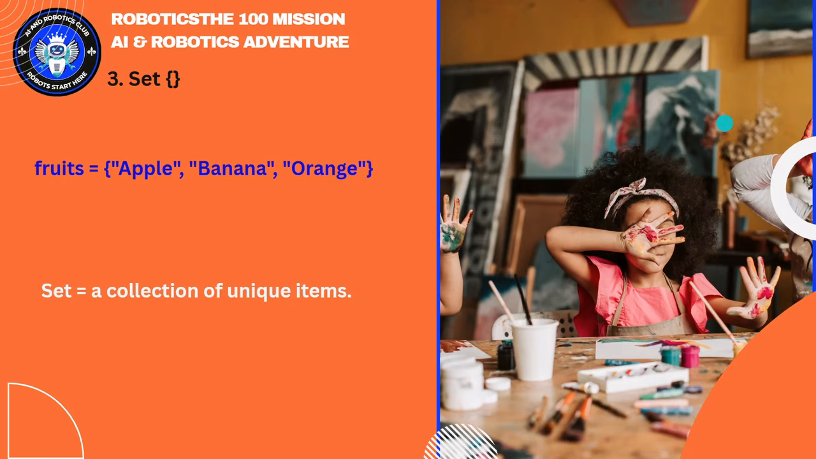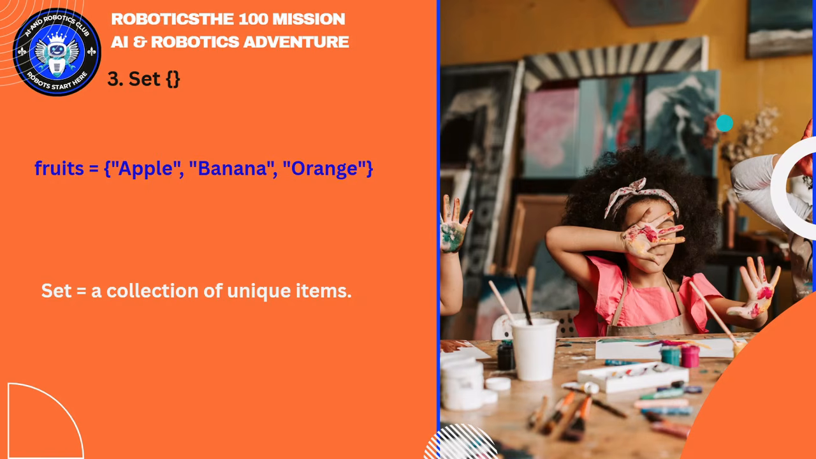Now suppose we accidentally add apple again. Let's say we have 100 fruits and we are putting the names in the set, or in our variable. So accidentally we are putting apple twice. So what will happen? It will automatically keep only one apple, not two. So a set is useful when duplicate values are not allowed or wanted.